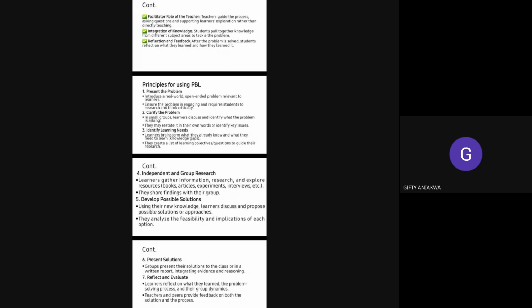So using their new knowledge that they've gained from the research, from the inquiry, from the interviews, from whatever exploration they did, learners discuss and propose possible solutions or approaches to solve the problem that you gave them. So they analyze the feasibility and the implications of each option. Six, they present the solutions to you.